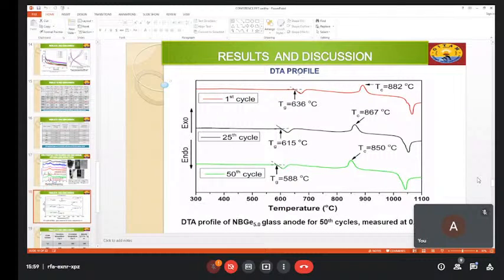DTA profile, differential thermal analysis profile: I take different cycles, the first cycle, 25th and 50th cycle for the best sample. I noticed the glass transition temperature and crystallization temperatures. Here, the glass transition in the first cycle is 636 and the crystallization is 882 degrees centigrade. This gradually decreases with increasing cycles.